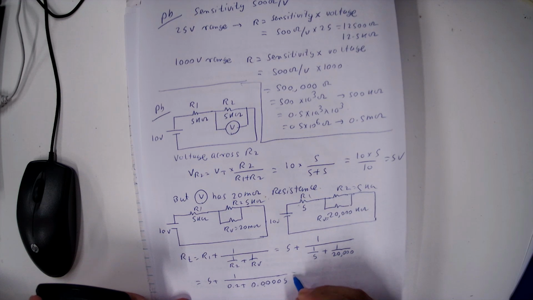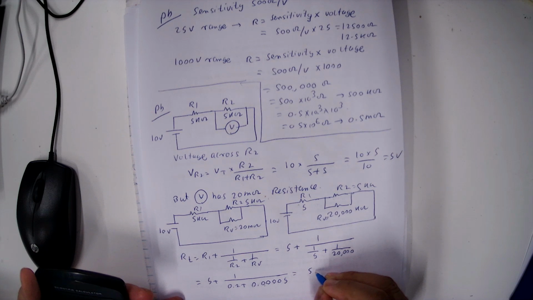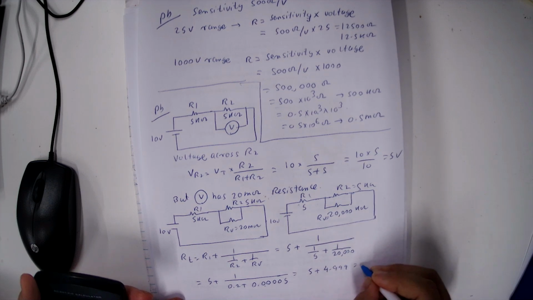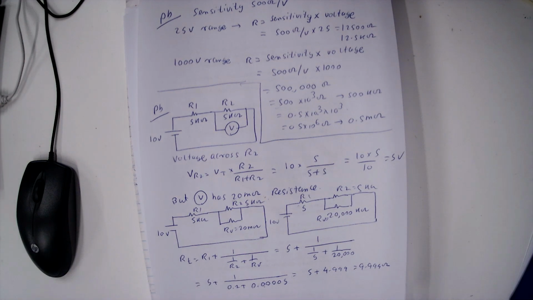So that will be 1 divided by 0.20005, so 4.99. So that will be 9.999. So R total is 9.999 kilo ohm.